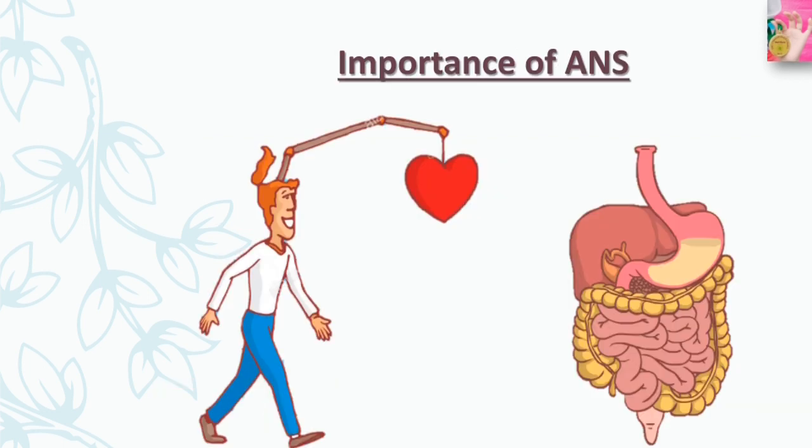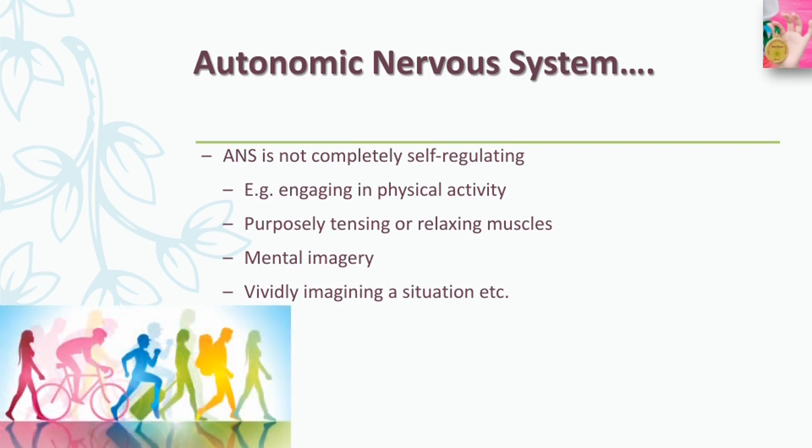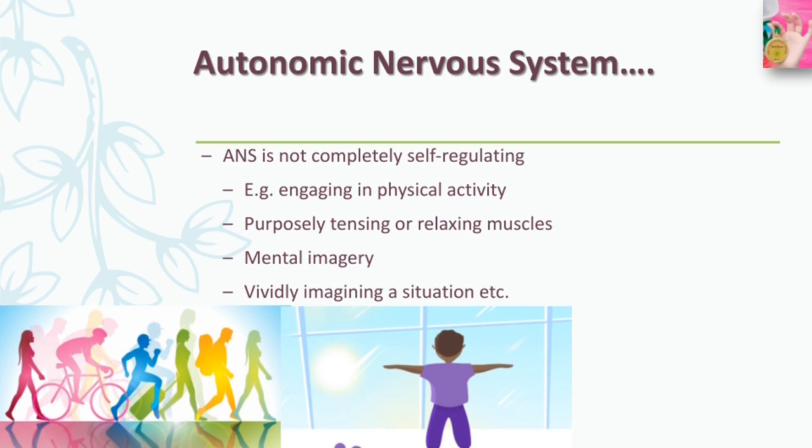Now, let's talk about the importance of the autonomic nervous system. This is fortunate because if you had to mentally command your heart to beat or your stomach to digest the pizza you had for lunch, it would be difficult to focus your attention on anything else. However, the autonomic nervous system is not completely self-regulating, because by engaging in physical activity or purposely tensing or relaxing your muscles, you can increase or decrease your autonomic activity.